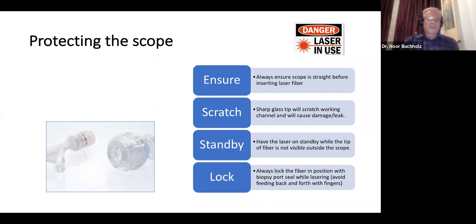Now on your left side, you see something called a port seal, and I find this a very useful little device which locks the laser fiber in position whilst you're lasering. That avoids the retraction of the laser fiber into the scope, and it also avoids inadvertently moving the fiber inside the scope while you're holding it.